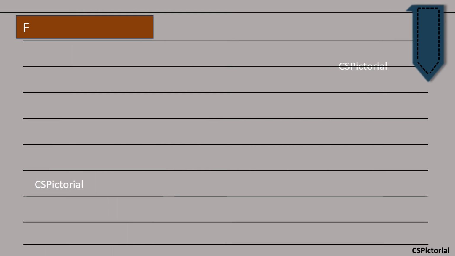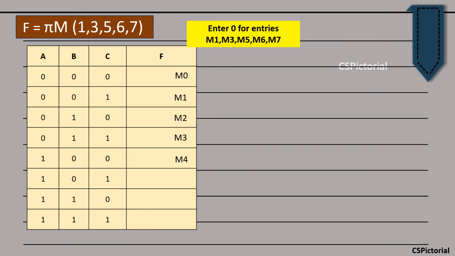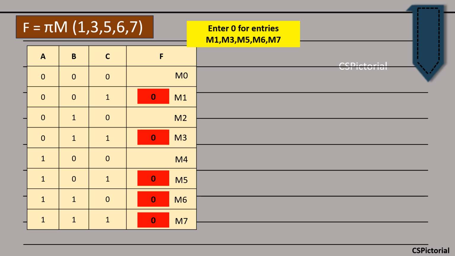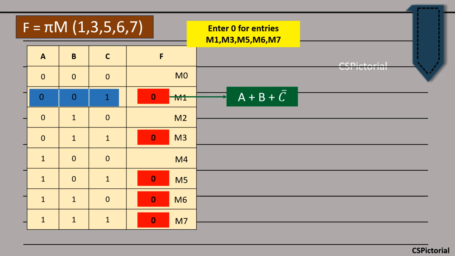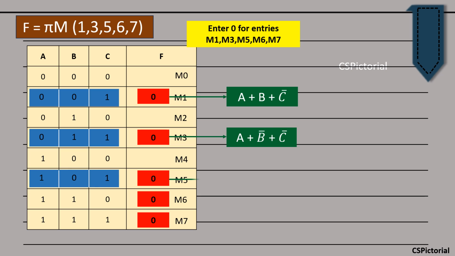Since these are the maxterms, enter 0 for entries M1, M3, M5, M6 and M7. Write the corresponding maxterms. To derive the maxterms, always remember for POS, if the value of the input variable is 0, write the literal as such in the maxterm, and if the value of the input variable is 1, the maxterm will have the complement of the literal. In the first entry, A is 0, B is 0 and C is 1. So the maxterm is written as A plus B plus C bar. Similarly, we get all the other maxterms.